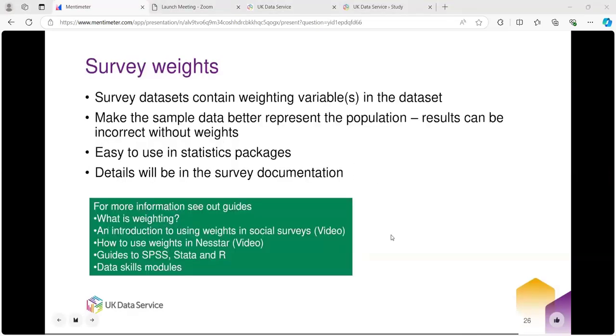Okay, so we take a survey and we want to make claims about the population. So you'll quite often see things like 24% of people think Keir Starmer is doing a bad job, whatever, some kind of statement. How do you make that statement from a survey of a few thousand people? Well, you do it by weighting that data to be representative of the population.